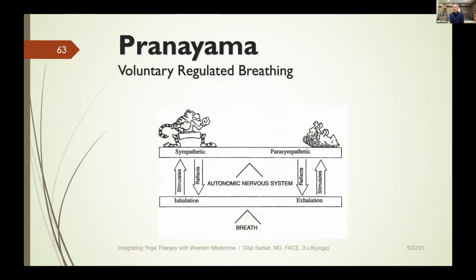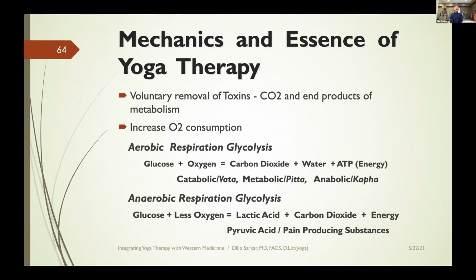And you can see in the pranayama, as I said before, the inhalation is sympathetic and exhalation is parasympathetic. The mechanism and essence of yoga therapy is aerobic glycolysis. When you learn how to remove the carbon dioxide and bring the oxygen back in, oxygen combines with glucose to form carbon dioxide, water, and ATP, adenosine triphosphate. Adenosine is energy. Energy becomes catabolic, metabolic, anabolic. You'll see catabolic is called vata, metabolic is called pitta, anabolic is called kapha.